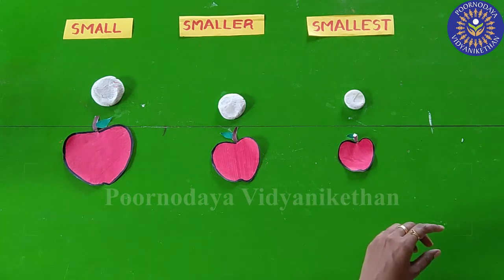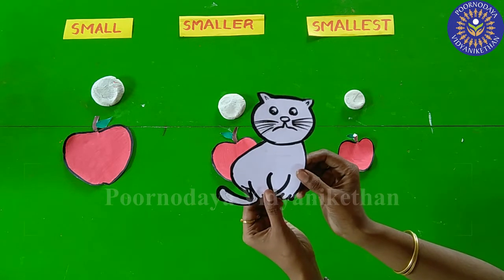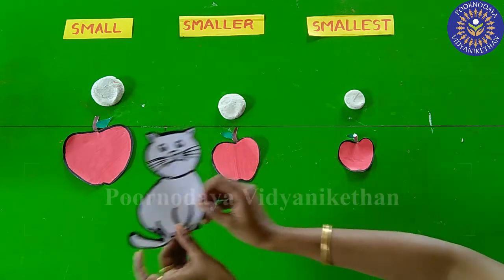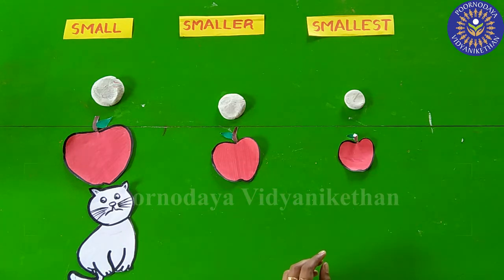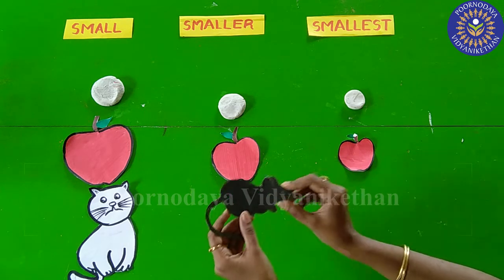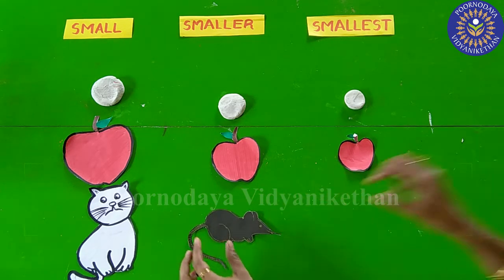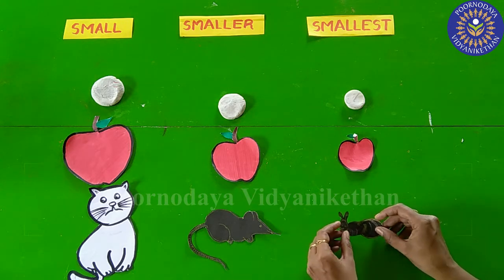Then look at this cat. This cat is small. Then this rat is smaller. And this ant is the smallest.